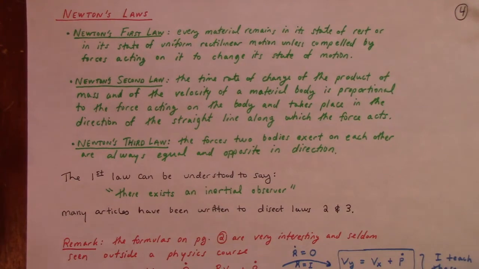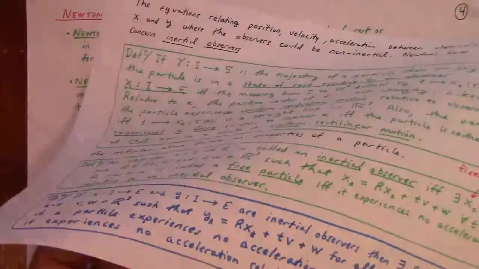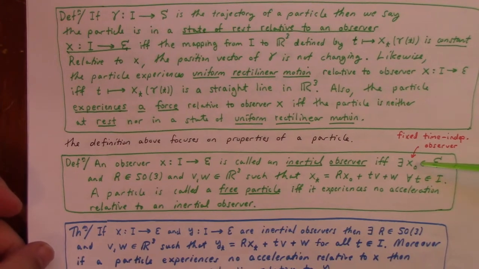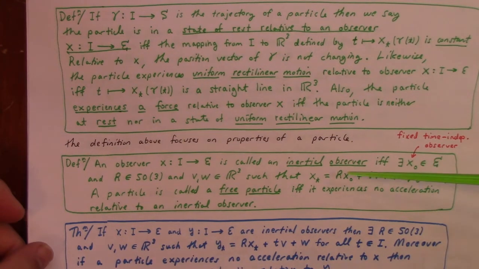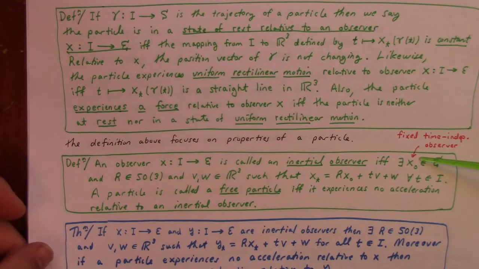I mean, if there exists a fixed time-independent observer, such that you can get from your inertial observer to this fixed time independent one by a fixed rotation and a non-accelerating shift of the origin, then okay, then you've got an inertial observer. But how exactly do you get this fixed time independent observer in nature, right?